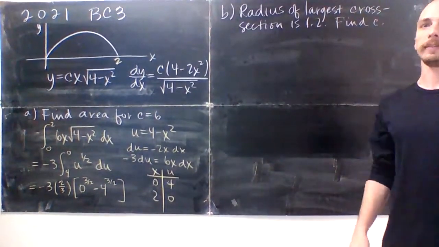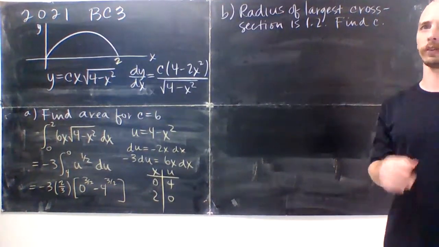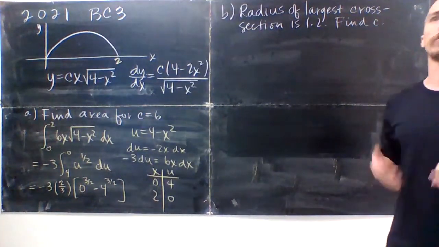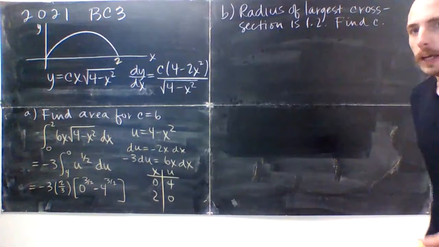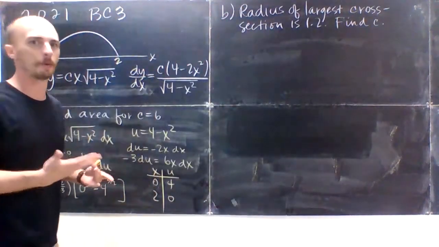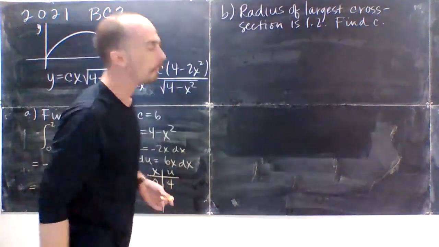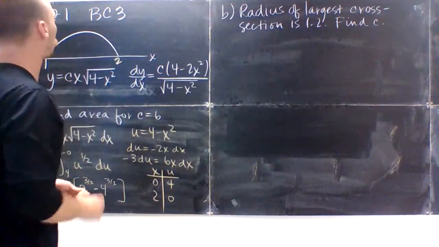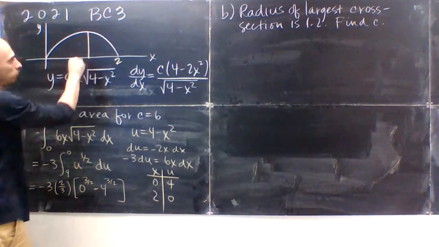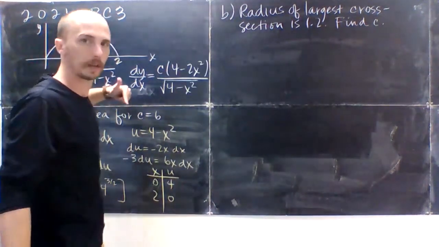All right, in part B, they said, well, if the radius of the largest cross-sectional circular slice is 1.2 inches, then what's the value of c for that particular spinning toy? And so, I don't know if I've mentioned in this video, but the whole idea of the problem is that you rotate that around the x-axis and you get some sort of spinning toy. And so the largest cross-section is going to happen wherever this is biggest, right? I'm just looking for the highest point here. That will give me the largest cross-section when I rotate it.